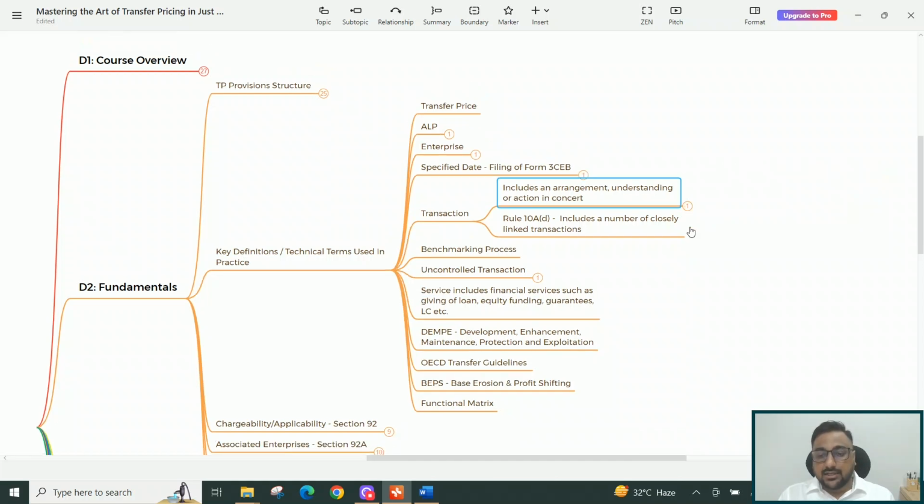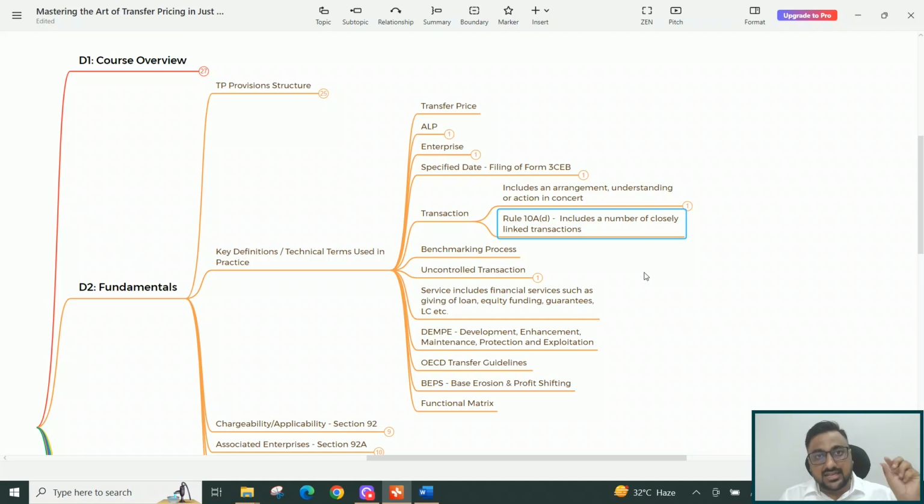We don't see that in usual cases. Then after that, Rule 10AD also defines transactions to include closely linked transactions. Now what are closely linked transactions? If I'm selling goods to my associated enterprise, that is a transaction, but there's a receivable. So I have sold goods to my associated enterprise, and in my books, if the payment has not been made, then there will be an outstanding receivable for that sale of goods. Under transfer pricing, that outstanding receivable is also considered a transaction, and the sale and that receivable I can closely link, because they are related to each other.